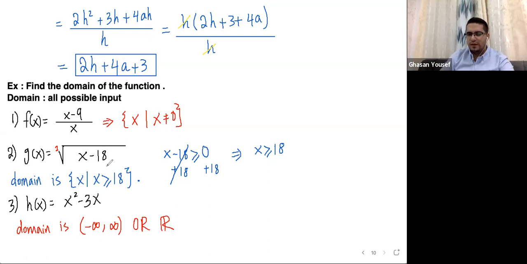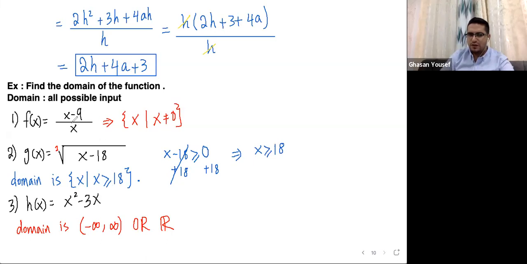Again, why should I say it like this? Because under the radical must be positive or 0, it cannot be negative. So I have to use the inequality from the previous section, 1.7. So x minus 18 is greater than or equal to 0. I add 18 to both sides, then I get x is greater than or equal to 18. So the domain is x such that x is greater than or equal to 18.